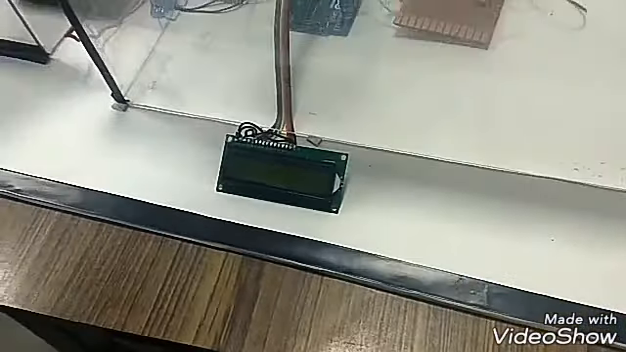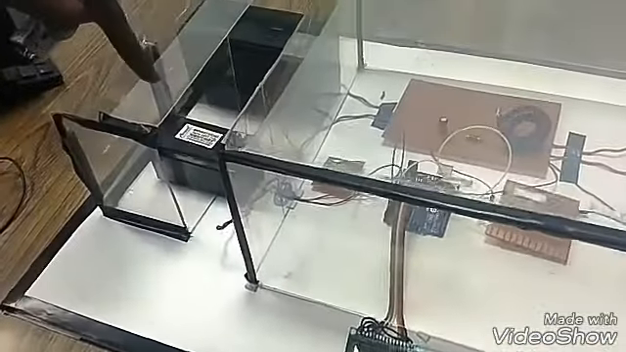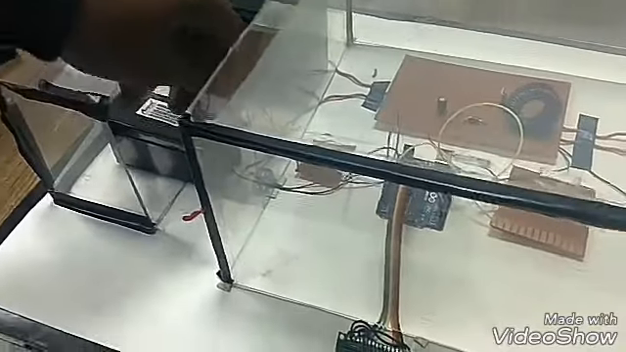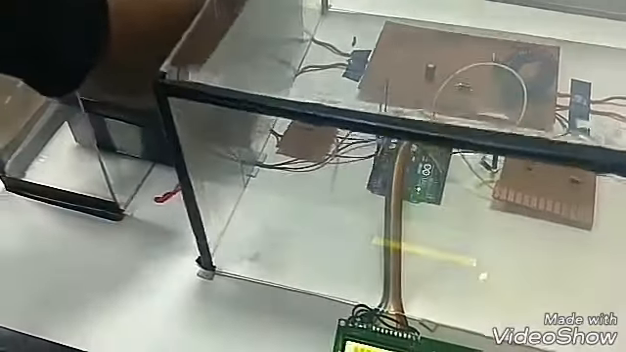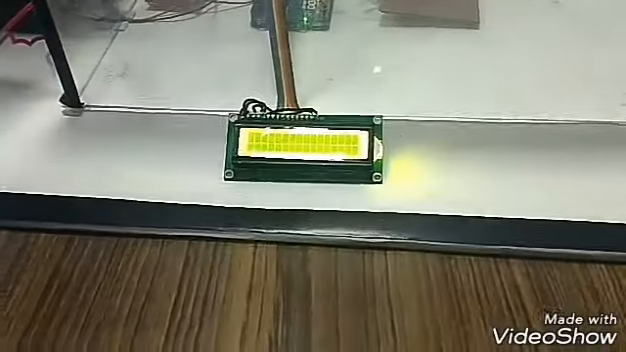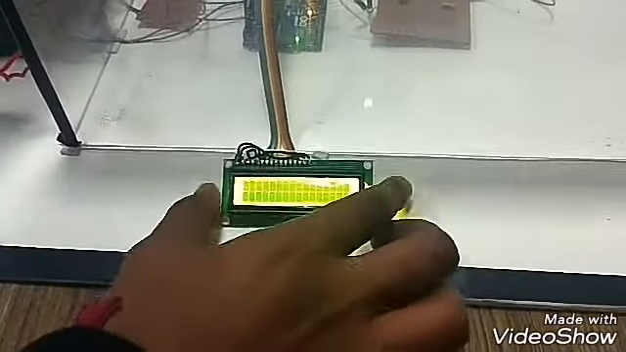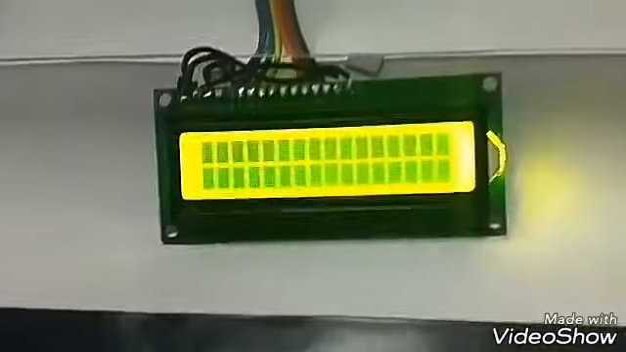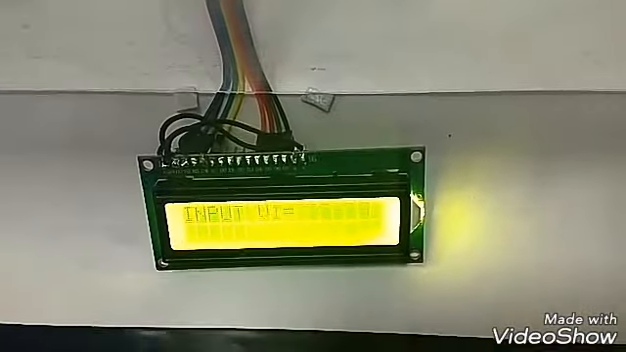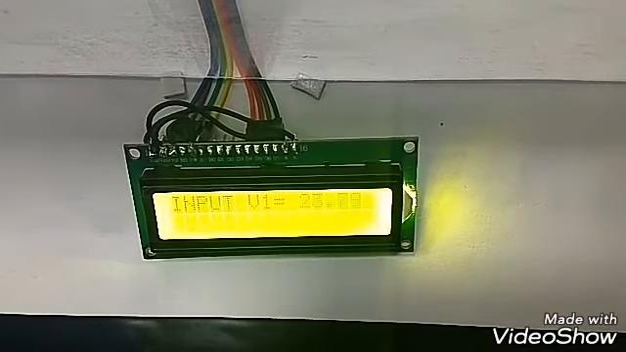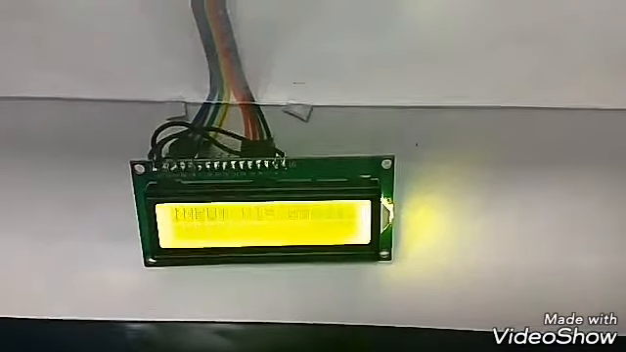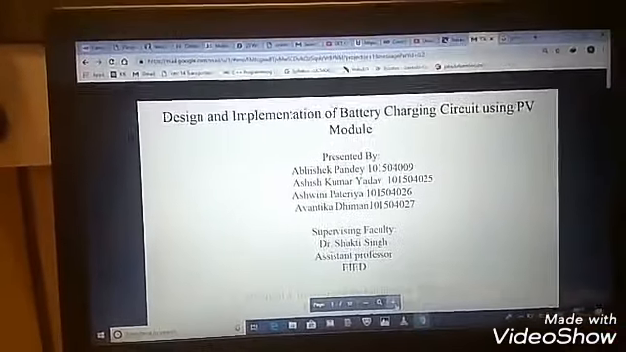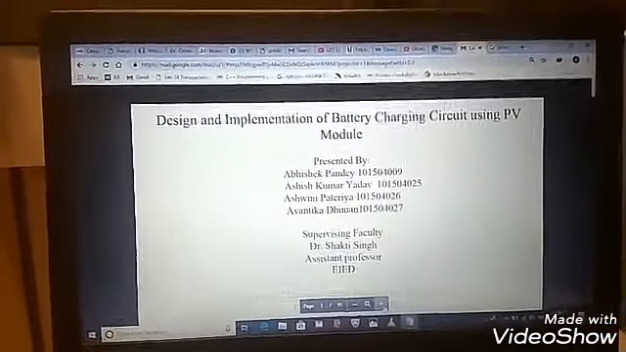The voltages of the two batteries will be shown in this LCD. The voltage is shown over here, that is 73.79 volts.